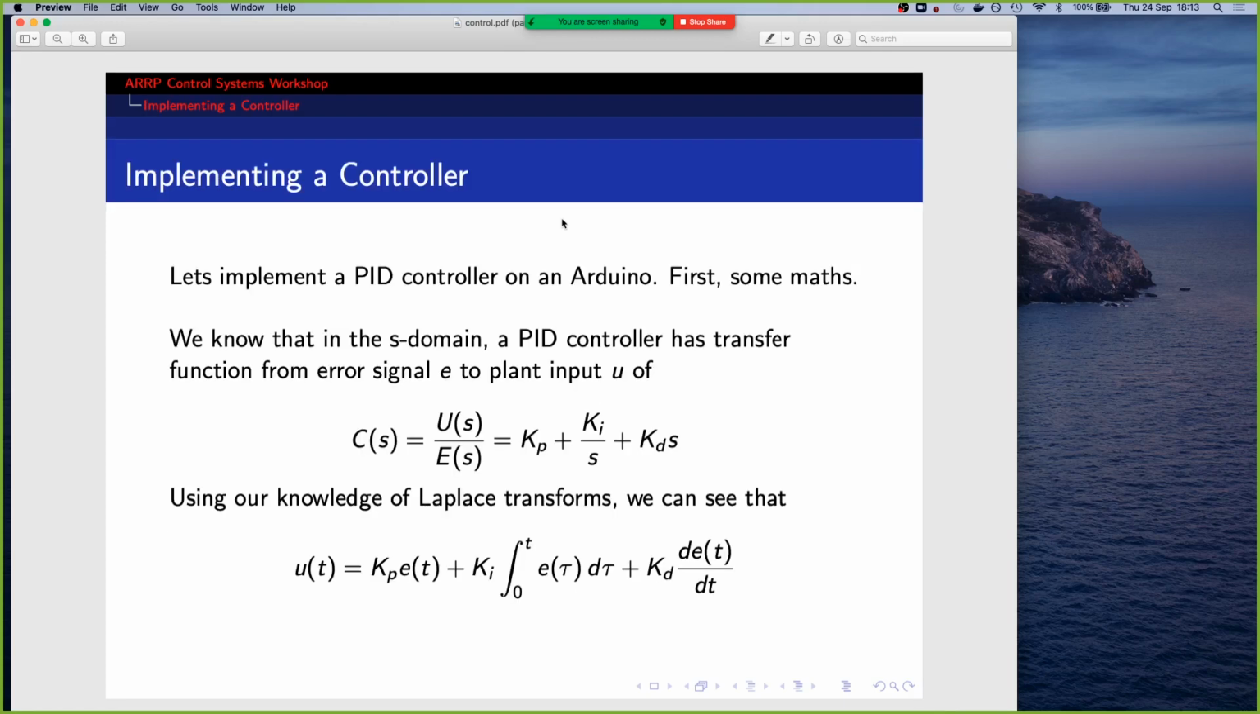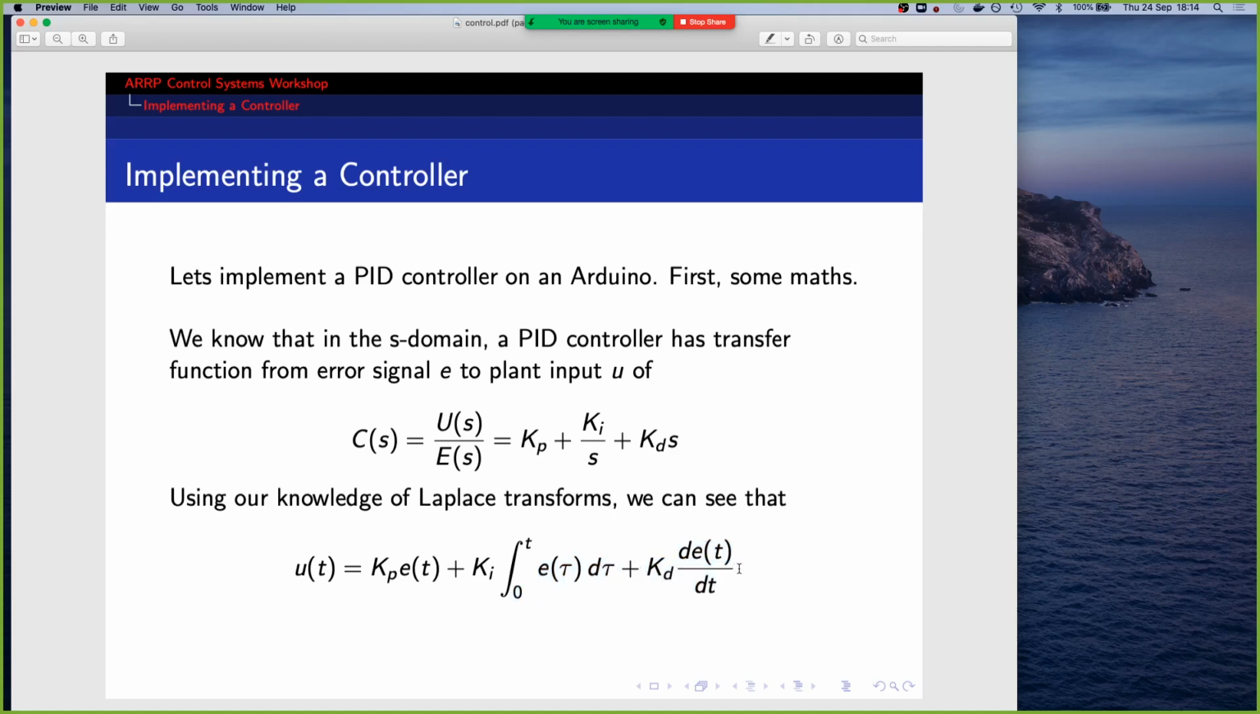Let's talk quickly about implementing the controller, then we'll have a break, and then we'll get into the hardware. Let's take a PID controller transfer function of this. Using the knowledge of Laplace transforms, we can get the time domain value of the plant input signal, our control input, based on the error term. So this is rearranging the transfer function U on E to this, and then doing the inverse Laplace transform. We get something like this. So here's our integral term, here's our derivative term.